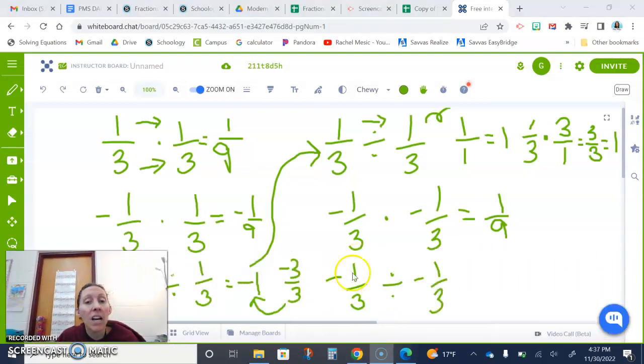And then -1/3 divided by -1/3, we know that's divided by. You could divide straight across because it has the same denominator. So that would be 1/1, which simplifies to 1.